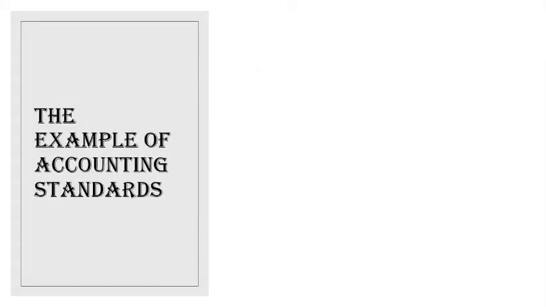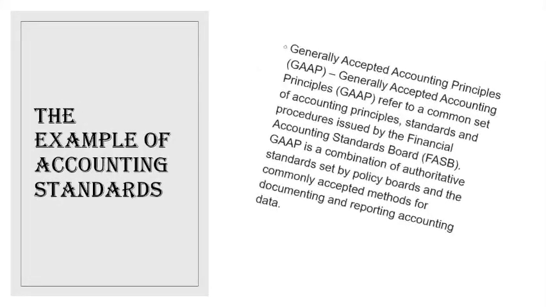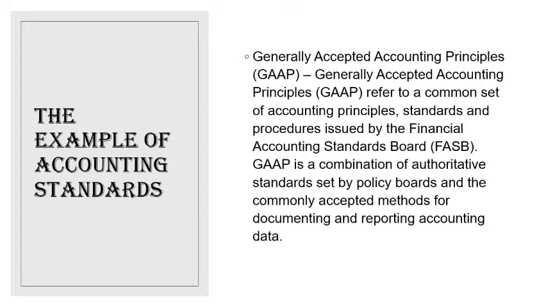The example of accounting standards. Generally accepted accounting principles, GAAP, refer to a common set of accounting principles, standards and procedures issued by the Financial Accounting Standards Board, FASB. Furthermore, GAAP is a combination of authoritative standards set by policy boards and the commonly accepted methods for documenting and reporting accounting data.